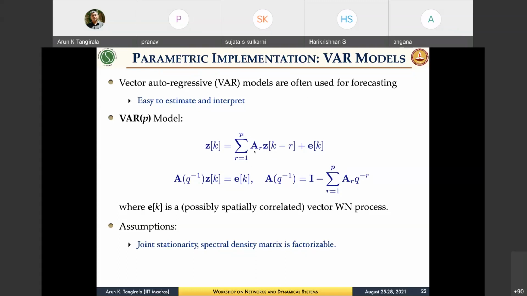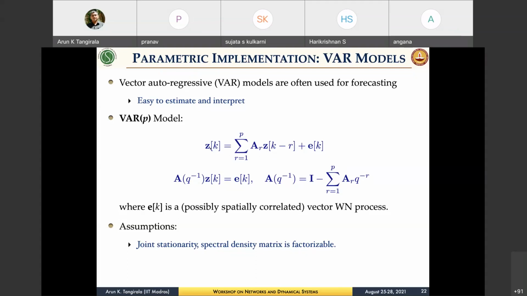And the goal is to get these A's and variances of E. In a model-based method for Granger causality, you focus your attention on these matrices A_r, and ask: if I pick a particular row, which corresponds to a variable, and examine the coefficients associated with that row and all the other variables.